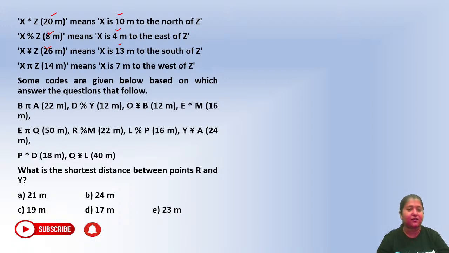Enough? So if it is given B pi A 22 meter, pi means towards the west. And 22 means the actual distance has to be 11 meters in here. Okay. So B will be towards the west of A and the distance between them has to be 11 meters.